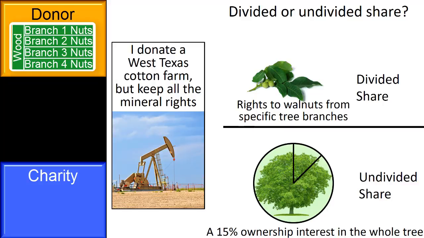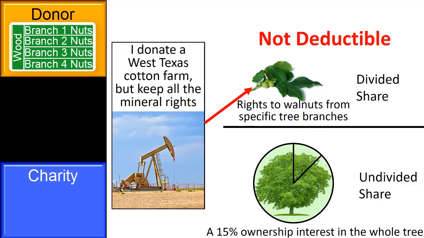To use our original analogy, is this gift more similar to giving shared ownership in the whole tree, in other words, all types of rights, or more like giving rights only to specific branches, in other words, giving only specific types of rights but keeping other types of rights? Here, the donor is making a charitable gift of a divided share.